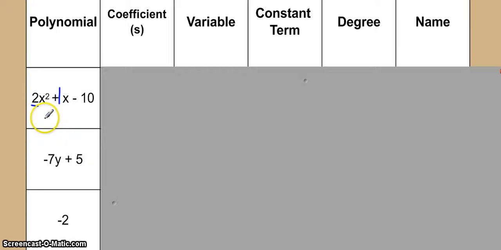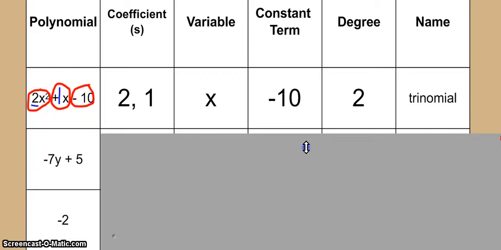This polynomial has 3 terms. Terms are separated by either addition or subtraction signs. So this is one term, this is another, and this is another term. 3-term polynomials are called trinomials. So here's the information that we just reviewed.